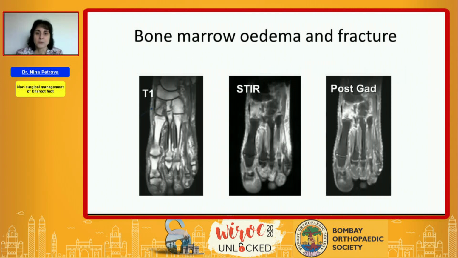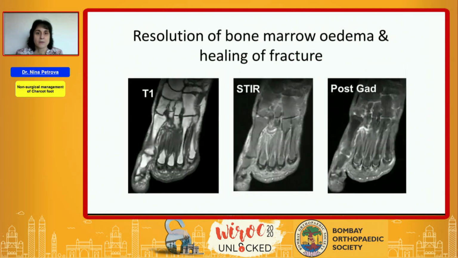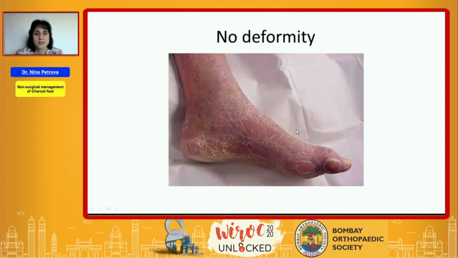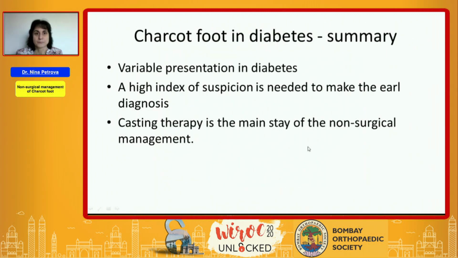And I would like to illustrate this with an example from our practice. A patient presenting with a normal X-ray, a clinically suspected Charcot foot. He had a fracture of the medial cuneiform associated with inflammation on magnetic resonance imaging. Casting therapy was instituted, and this led to resolution of edema, healing of the fracture, and the X-ray on follow-up did not show any progression. It remained normal, and furthermore, this patient did not develop deformity.